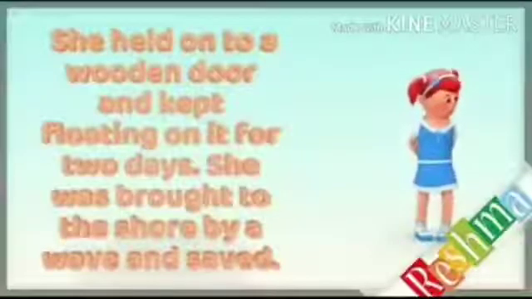Next is the fortunate story of Meghna. Meghna is a 13-year-old girl who was swept away along with her parents and 77 other members. She held on to a wooden door and kept floating for almost 2 days. And after 2 days, she was brought to the shore by the wave and she was saved.